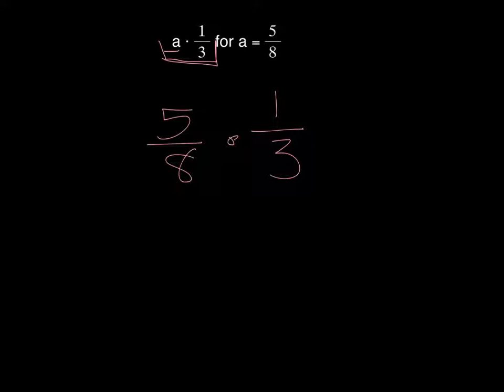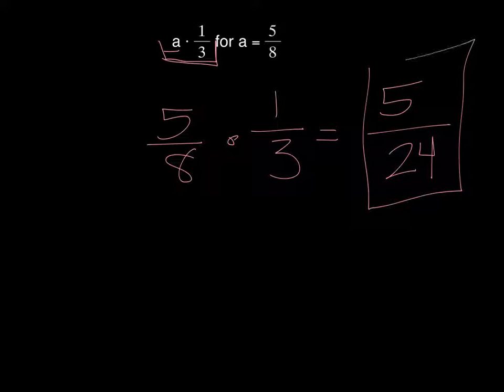So let's get started here. 5 times, nope, I can't do any simplifying. I just have to multiply, which is okay. Sometimes we have to. 5 times 1 is 5. Multiplying my numerators. Now let's multiply those denominators. 8 times 3 is 24. And if I can't simplify beforehand, I'm not going to be able to simplify after. So, here is our answer.